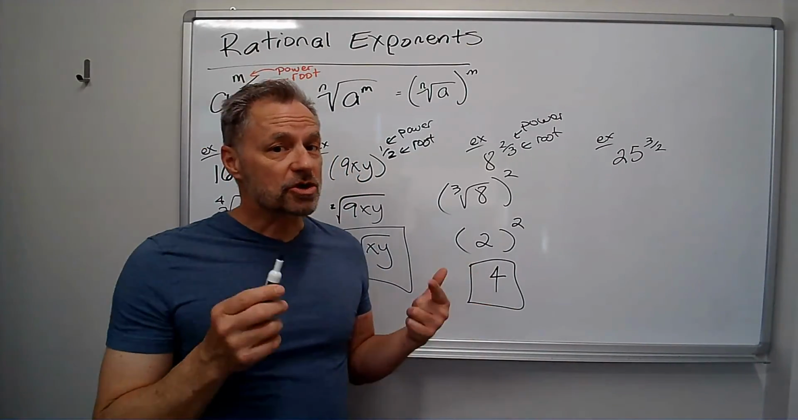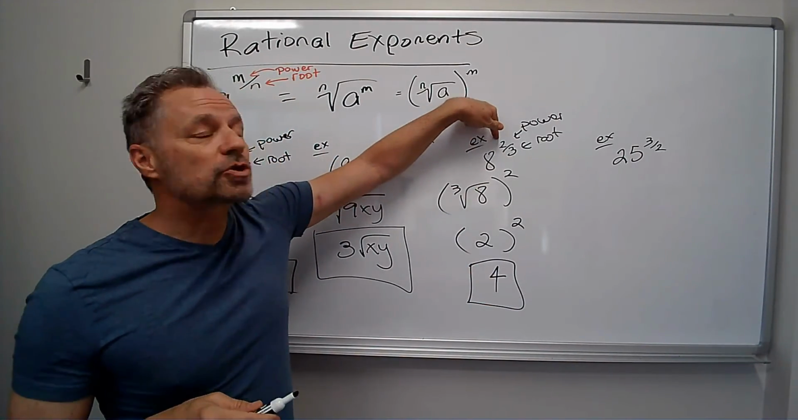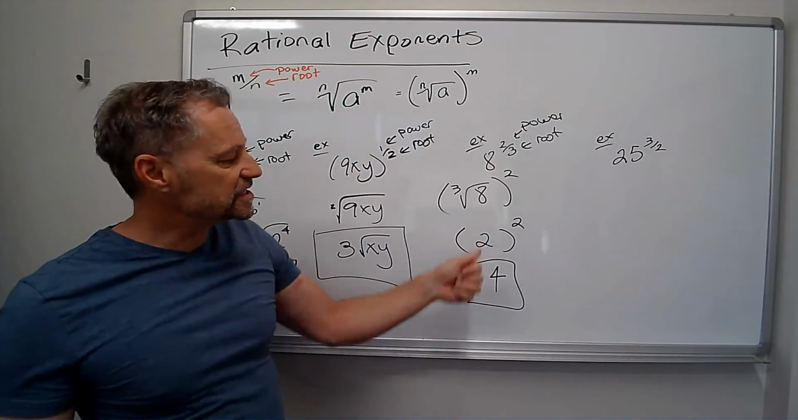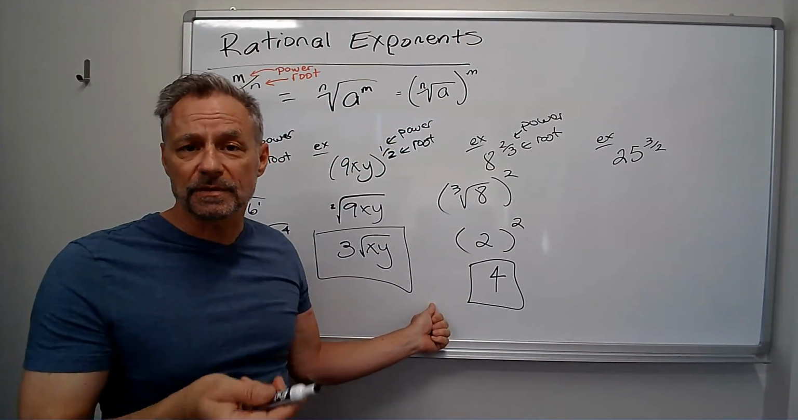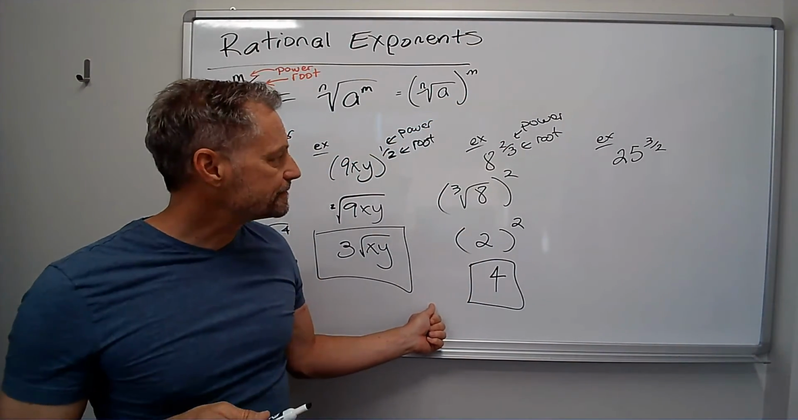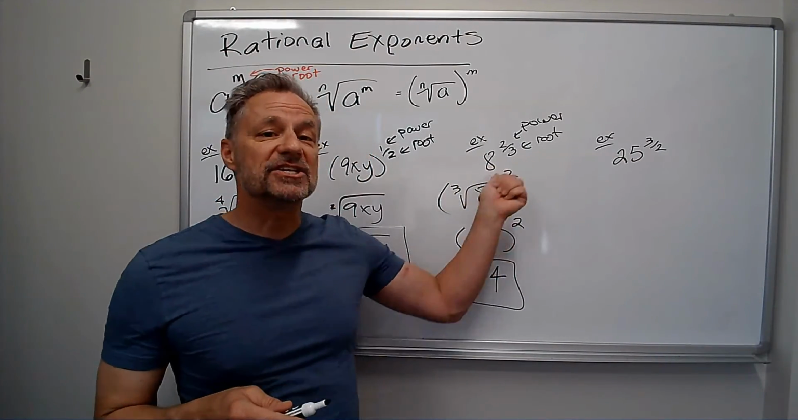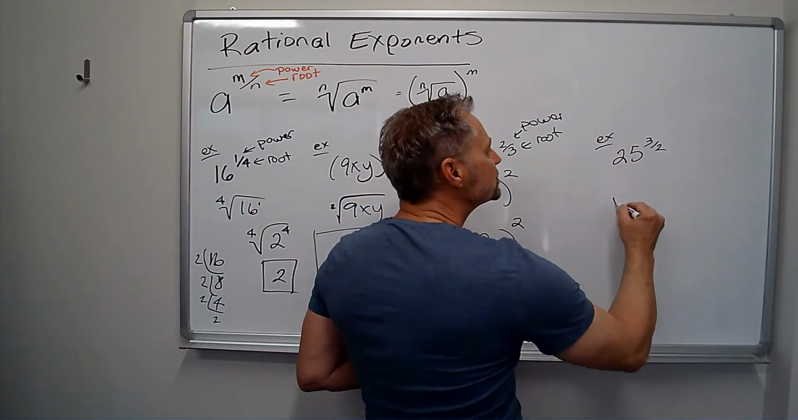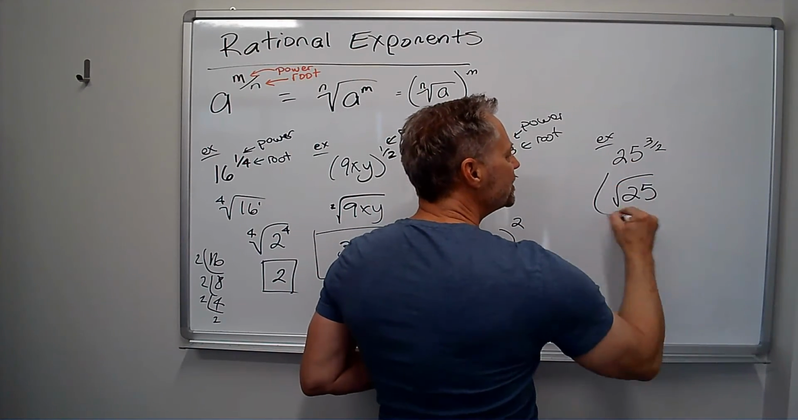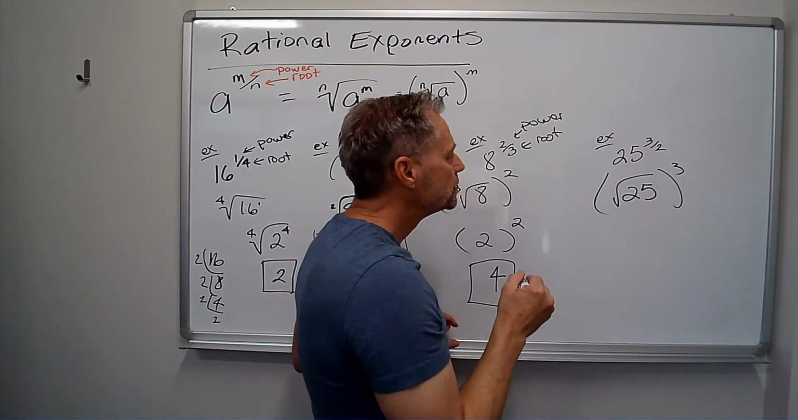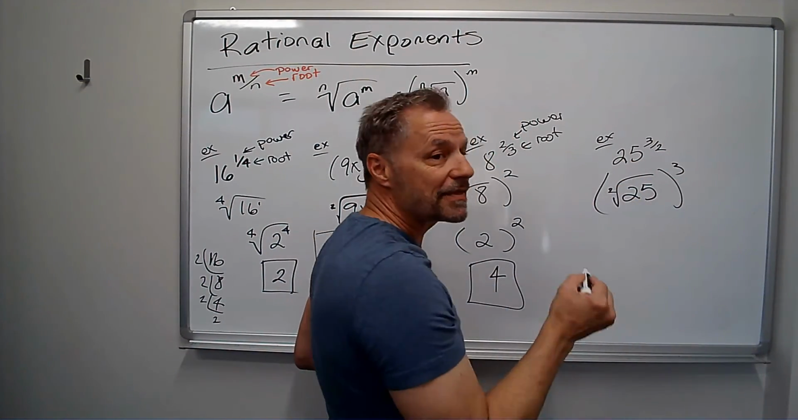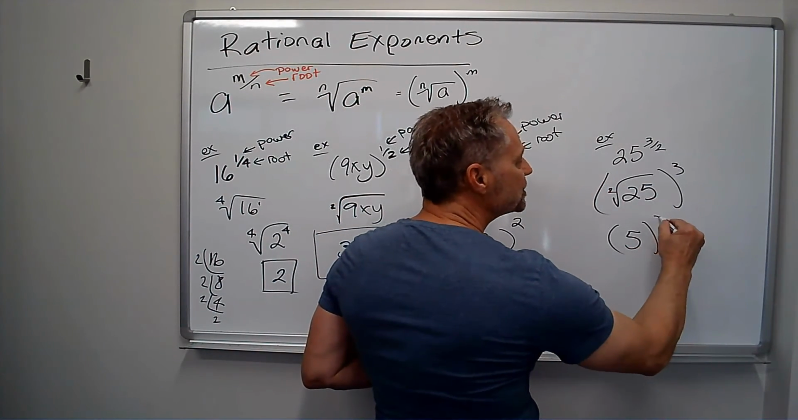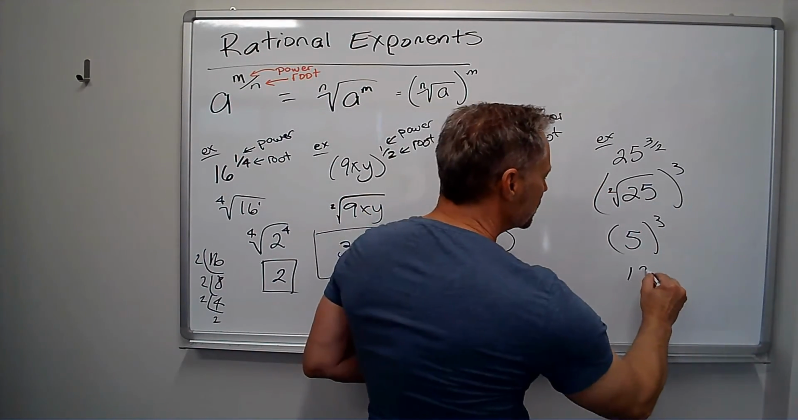And you can check, you could have gone the other way. You could have done 8 squared first and got 64. And then the third root of 64 is also 4. 4 times 4 times 4 is 64. Okay, but oftentimes it's easier to do the root first. That's what I'm going to do here. The 2 is the root, so it's the square root of 25 and then cubed. Again, we usually don't put that there, but that's what that means. Well, the square root of 25 is just 5, so I get 5 cubed, 125.